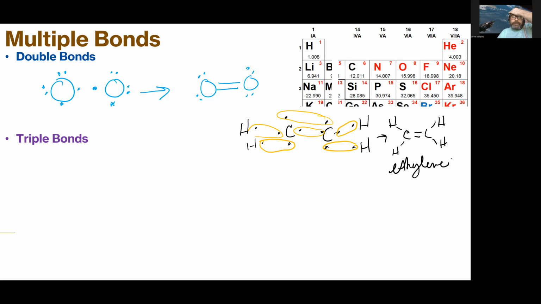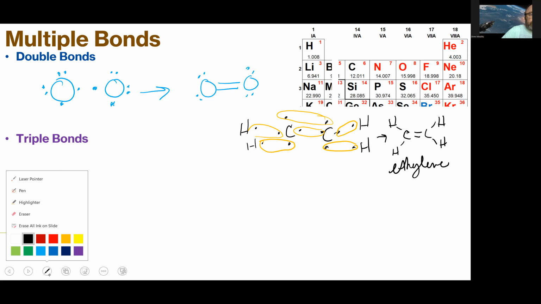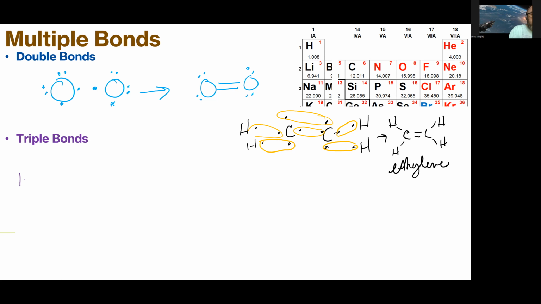Those are good examples of double bonds. We'll see some other stuff as we do things. Let's talk triple bonds for a sec. Nitrogen is great for triples. Nitrogen has 5 valence electrons.